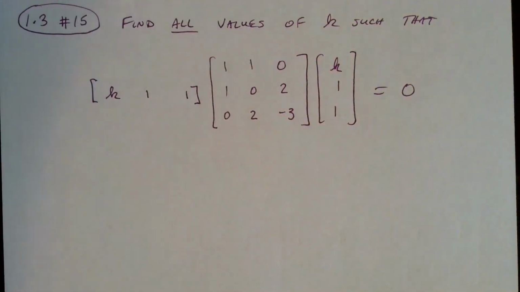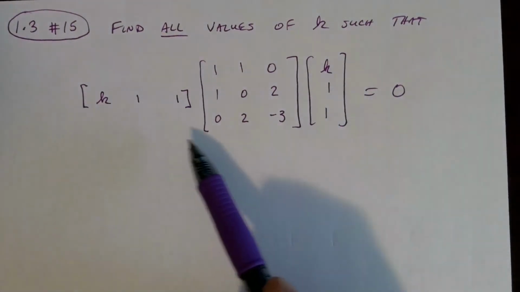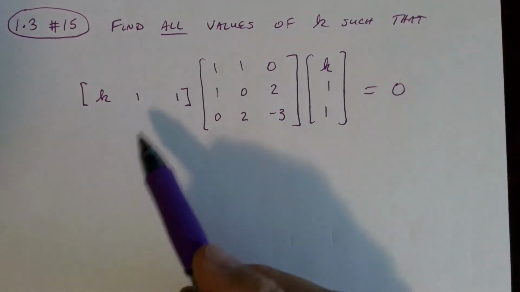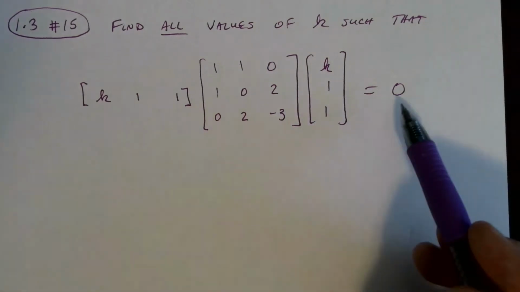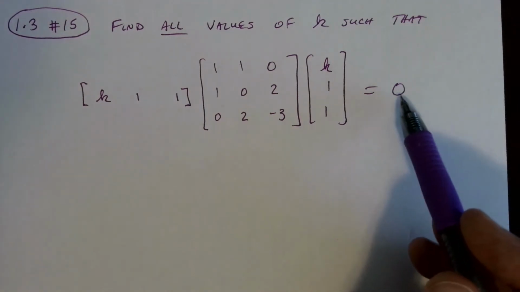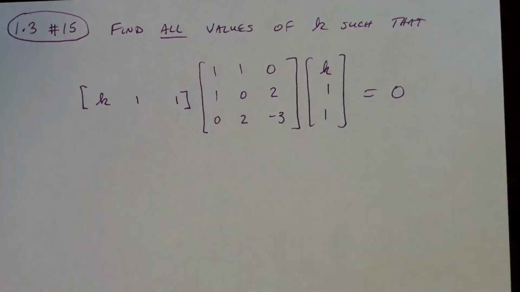So let's look at number 15 in section 1.3. We're to find all the values of k such that this matrix equation is true. You'll notice that we have three matrices we're multiplying together. Over here we have just a scalar, a real number, so how can that be? Well, this is really a 1 by 1 matrix over here, so this product better be a 1 by 1 matrix. Let's see indeed if that is the case.